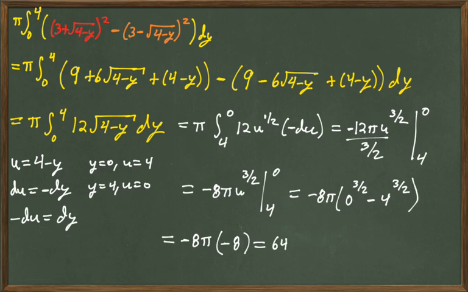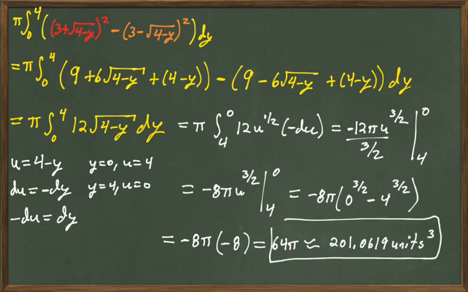We got 64 pi, and that's what we got using the shell method, but we did have to work at this a little bit more. So that's 201.0619 units cubed.